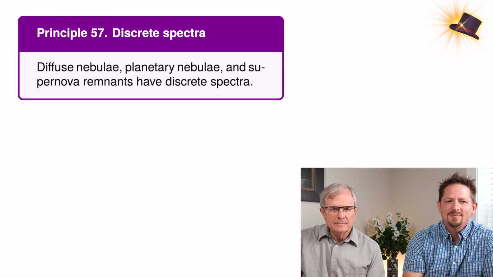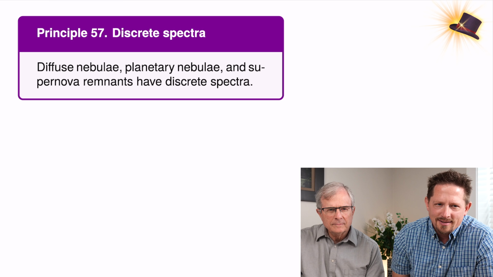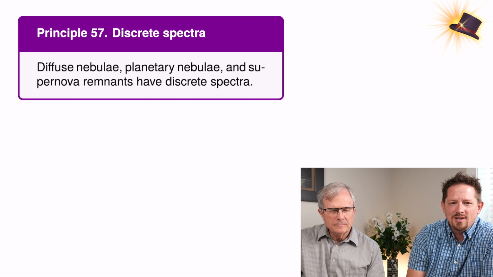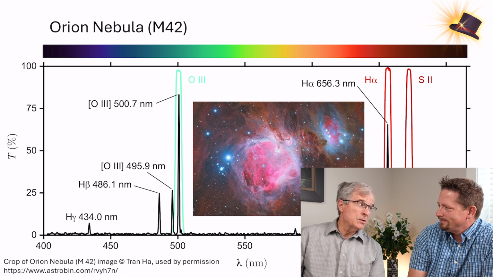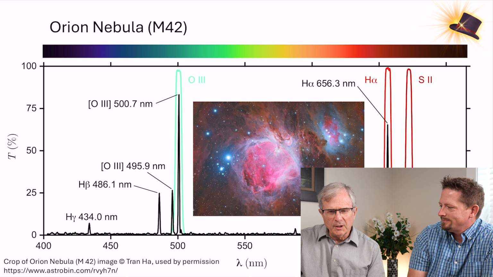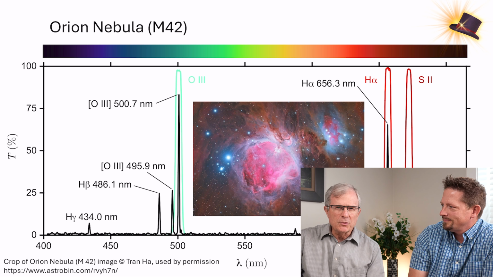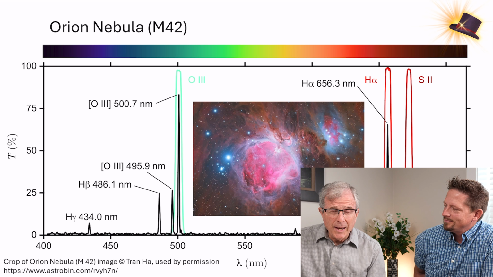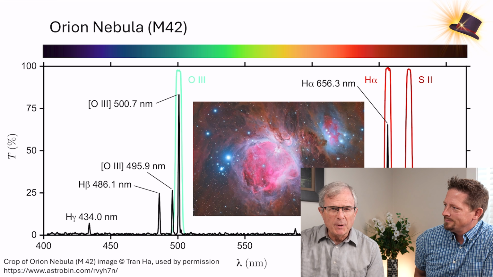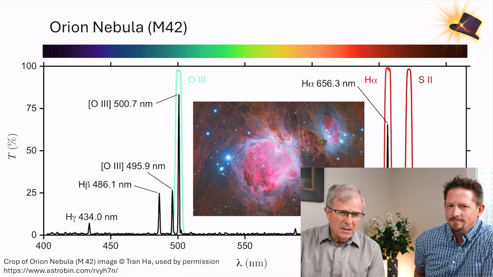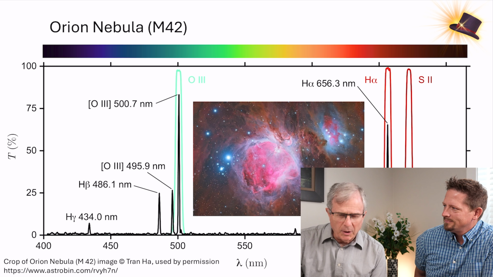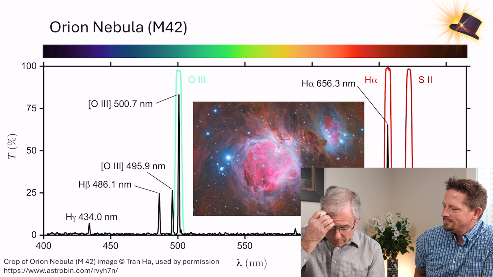Principle 57. Discrete spectra. Diffuse nebulae, planetary nebulae, and supernova remnants have discrete spectra. So what do we mean by discrete spectra? This is what we mean. Here's a spectrum of the Orion Nebula provided by Richard Walker, who's the author of the Spectral Atlas for Amateur Astronomers. He's got spectra of a whole bunch of different objects. The Orion Nebula is one, and he sent me the data, which I've used to make this plot, because I wanted to overlay some other things.